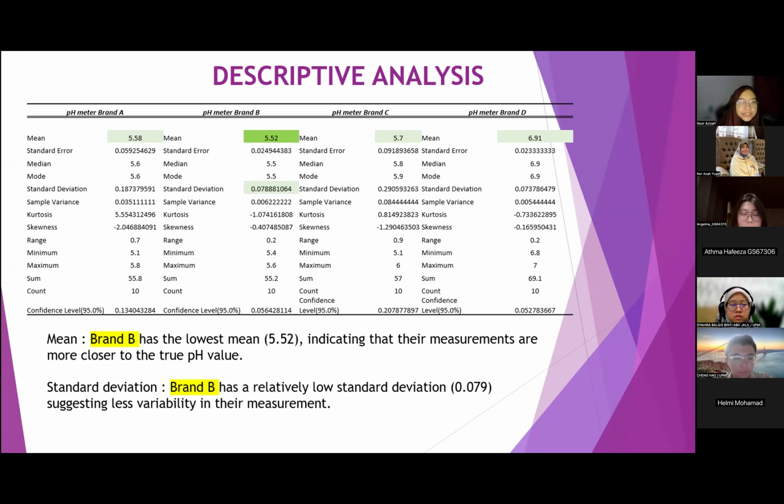And for the standard deviation also, brand B has a relatively low standard deviation, which is 0.079, suggesting there is less variability in its measurements. Okay, next.